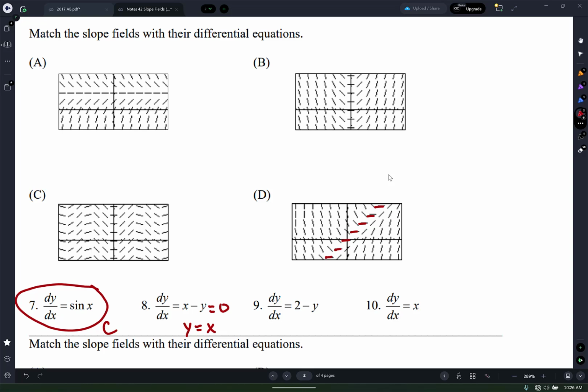Do you guys see it? Yeah. So what is that one? D. When I say to the right, I'm talking about to the right of the line y equals x. Okay. So here we go.